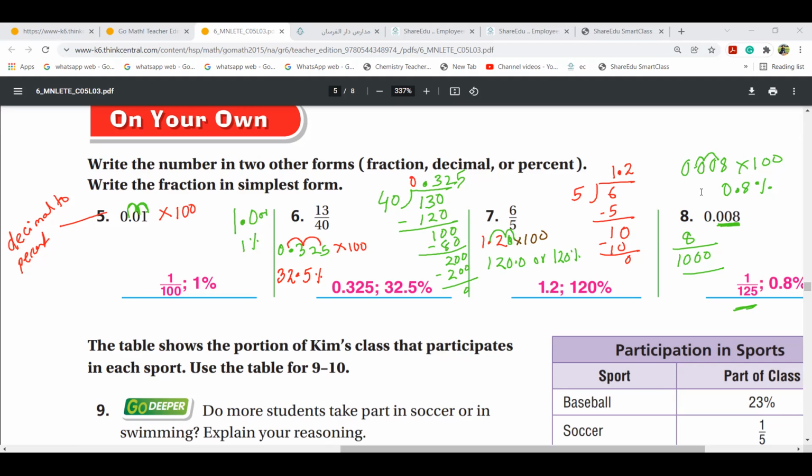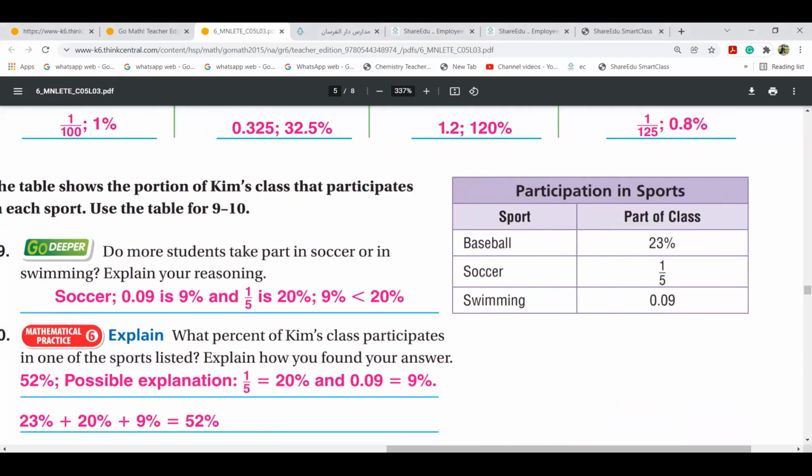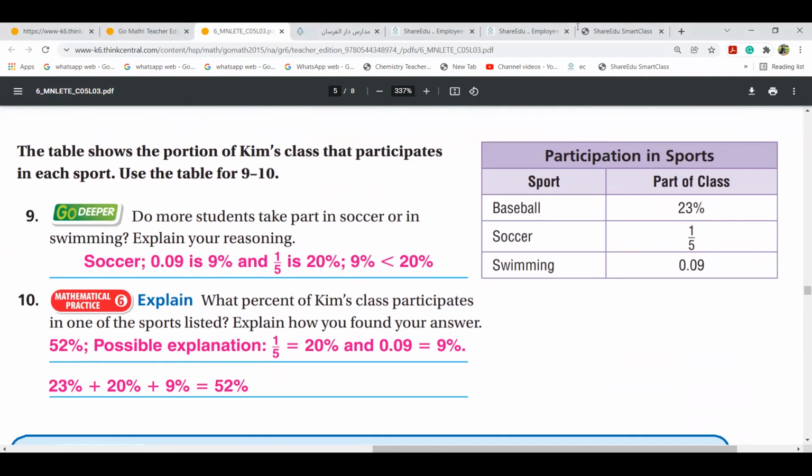If you have finished, can I go further? Miss, yes, we finished. Did everyone finish? Yes. Yes. Yallah.